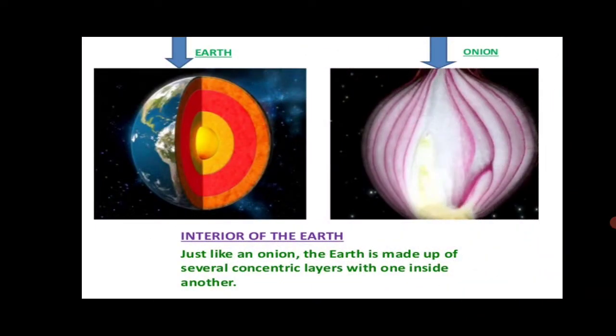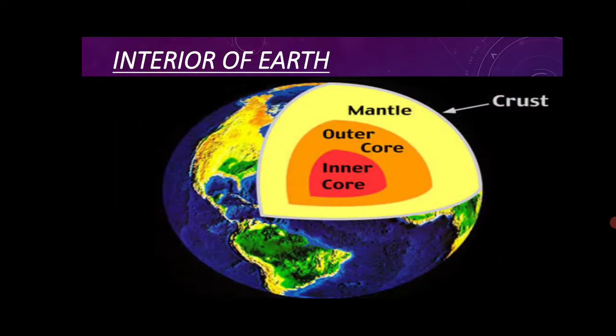So then you will explain. So earth, just like an onion, is made up of several concentric layers with one inside another. Then you will explain what is the interior of the earth, what are the layers. Then the interior of the earth looks like this: the mantle, outer core, inner core. You will explain all your chapter using this PPT. You can add pictures, you can add videos, you can add voice, anything that you like.